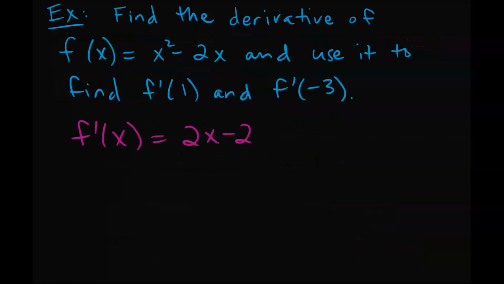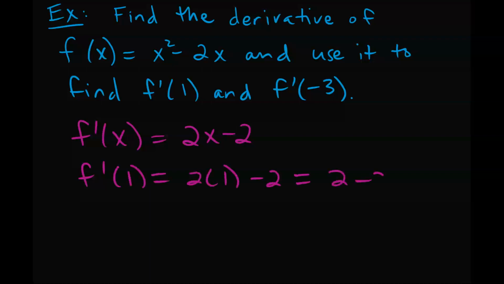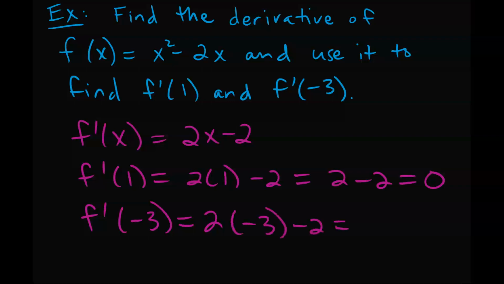Okay, so if the derivative is given by 2x minus 2, then f prime of 1 means to evaluate this function at 1. So this is 2 minus 2 equals 0. So the derivative at the point x equals 1 is 0. We'll look at this on a graph in just a second. f prime of negative 3 means I plug in negative 3 for x. And now I get negative 6 minus 2 is negative 8. So the derivative at negative 3 is negative 8.